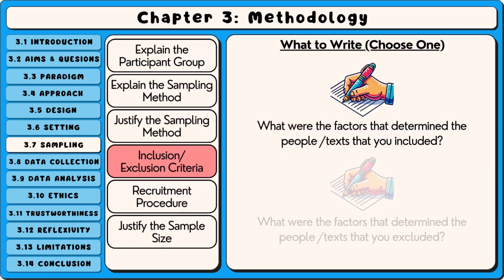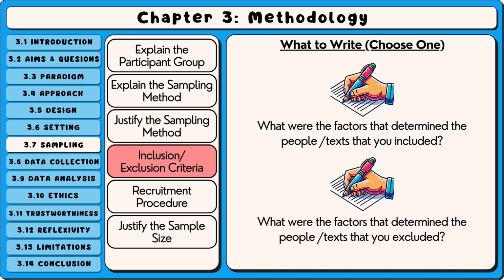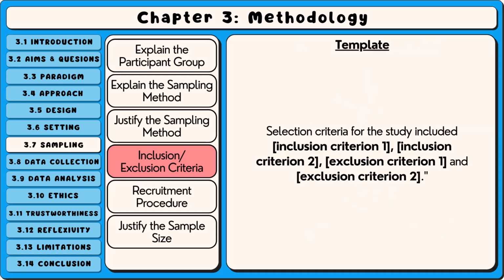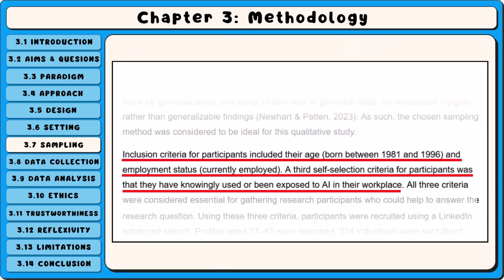The next step is outlining the inclusion-exclusion criteria. Here, explain the factors that determine the people or text that you included, as well as the people or text that you excluded from the study. Here's the template. Selection criteria for the study included inclusion criteria 1, inclusion criteria 2, exclusion criteria 1, and exclusion criteria 2. Here's a sample. Inclusion criteria for participants included their age, born between 1981 and 1996, and employment status, currently employed.